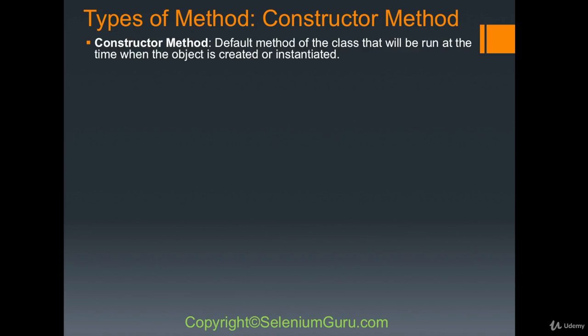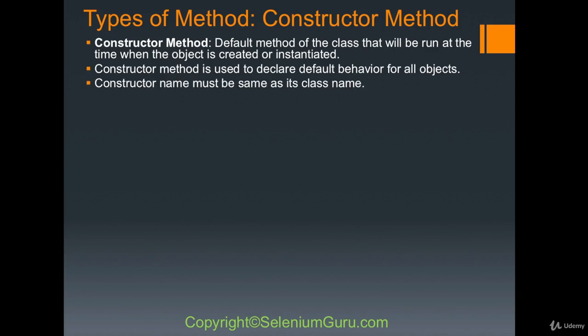Constructor method is the default method of the class that will be run at the time when the object is created or instantiated, okay? So what that basically means is as soon as you create an object from the class, you're actually running the constructor method first, okay? So constructor method is used to declare default behavior for all objects. So if you wanted to declare some default behavior for all objects, you can also create a constructor method.